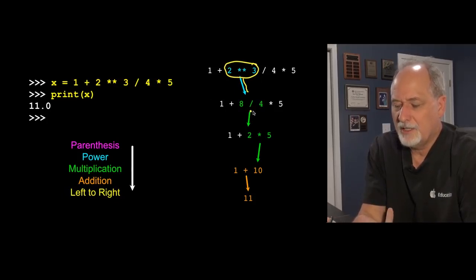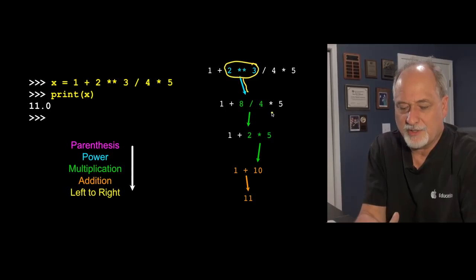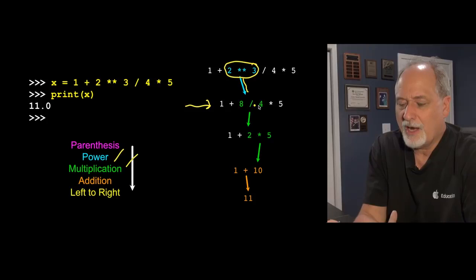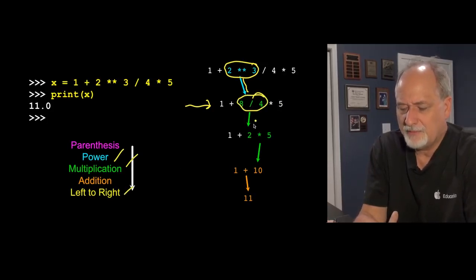And now I look across and I'm looking for multiplications because the power's been done, the multiplication is what I'm looking for next. And there is both multiplication and division. They're equal, they're at the same level. And so what happens is they're done left to right. 8 divided by 4 happens before 4 times 5. And so the fact that it's not 4 times 5, but instead 8 divided by 4 is because of the left to right rule. So then this gets rewritten to be 1 plus 2 times 5. And this one, multiplication, is the top one.